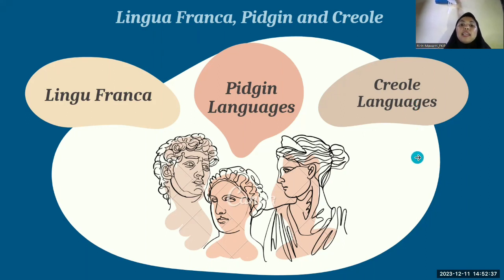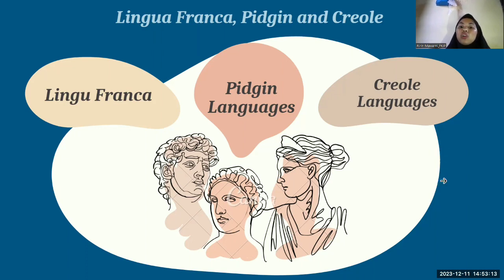And the next is pidgin language. Pidgin languages are simplified forms of communication that develop when speakers of different native languages need to interact, for trade or other purposes, but lack a shared language. Pidgins typically emerge in multilingual and multicultural settings, incorporating elements from multiple languages.